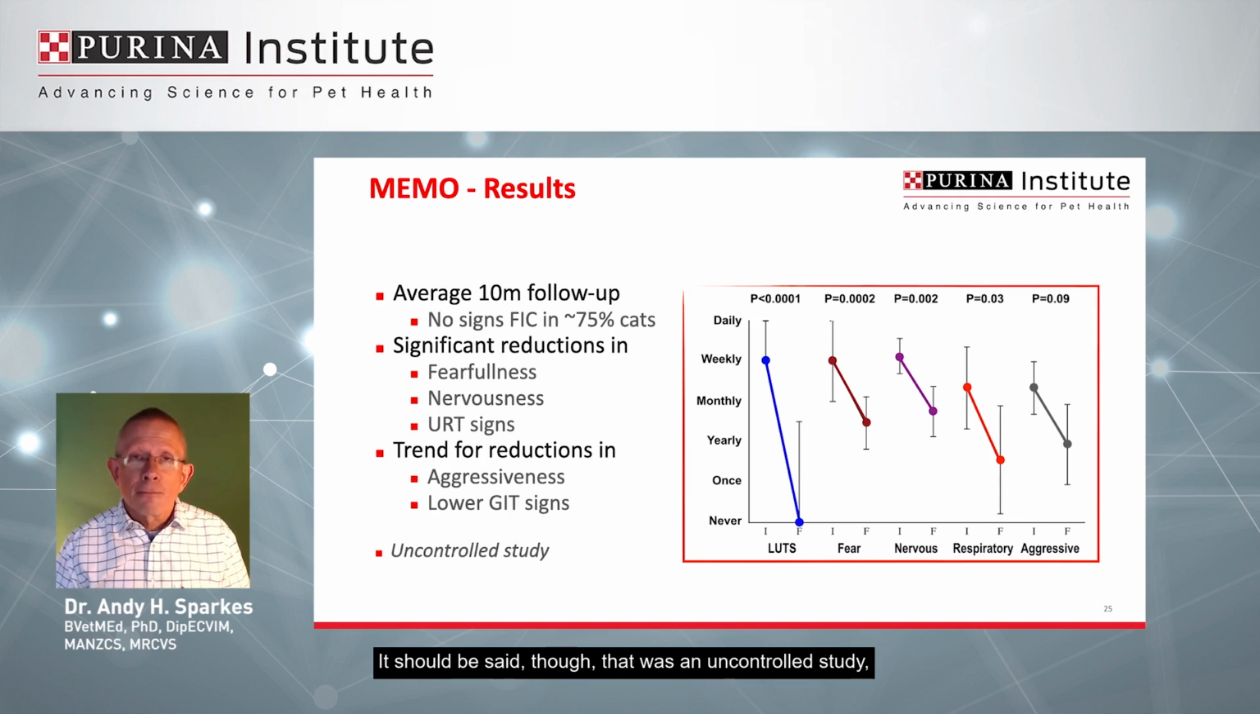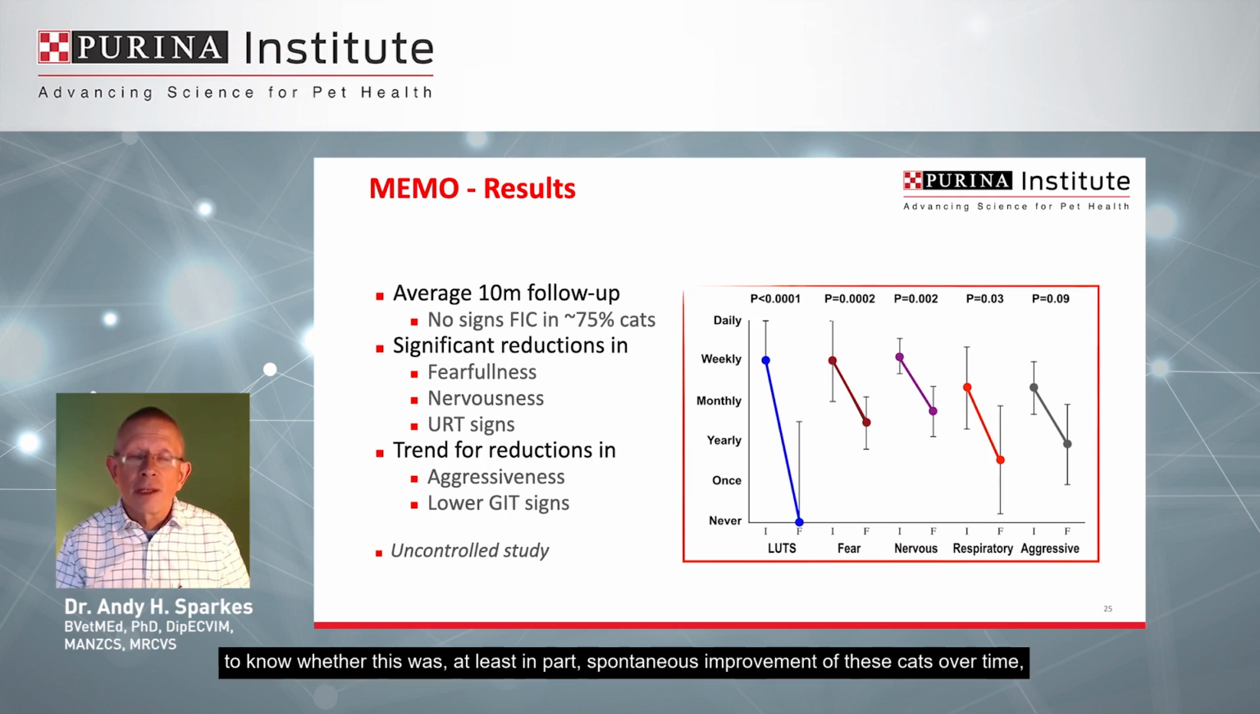It should be said, though, that was an uncontrolled study, so we don't have a control group to know whether this was, at least in part, spontaneous improvement of these cats over time, but at least some evidence that reducing environmental stress may also be of help.